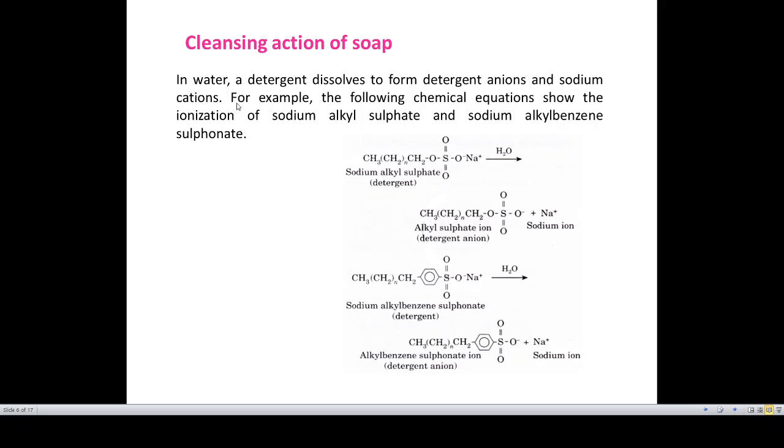Similarly, when we take the detergent in water, I mean the aqueous solution, sodium alkyl sulfate will also undergo dissociation to give the alkyl sulfate ion, that is the anion, and a sodium ion, which is very similar to soaps. So here we can take as the detergent example either sodium alkyl sulfate or sodium alkyl benzene sulfonate, which is also an example of a detergent.